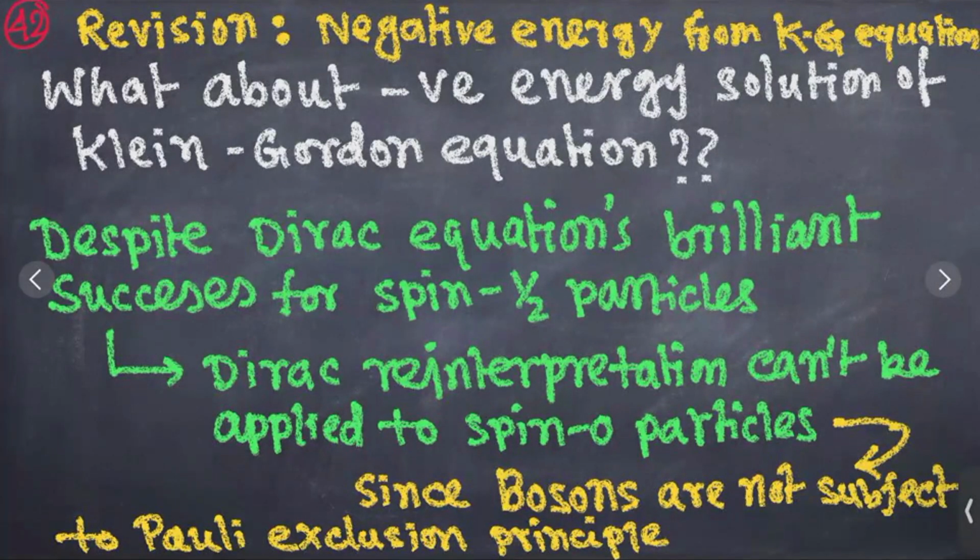And the second thing, but the question is still valid: what about the negative energy in the Klein-Gordon equation? That was not solved. But one of the problems was solved, the negative probability density.